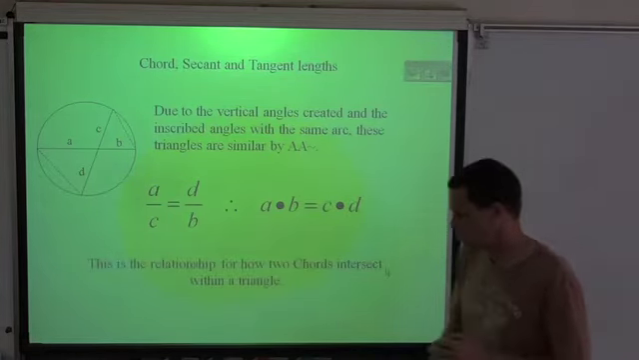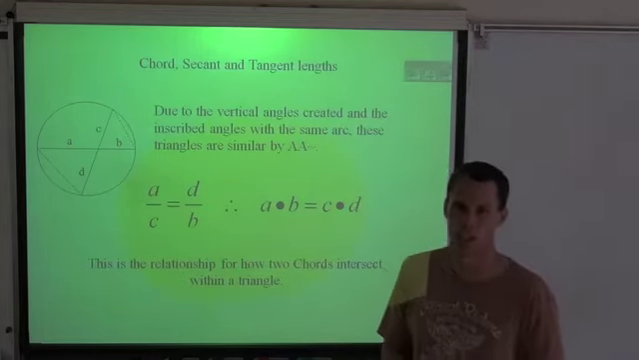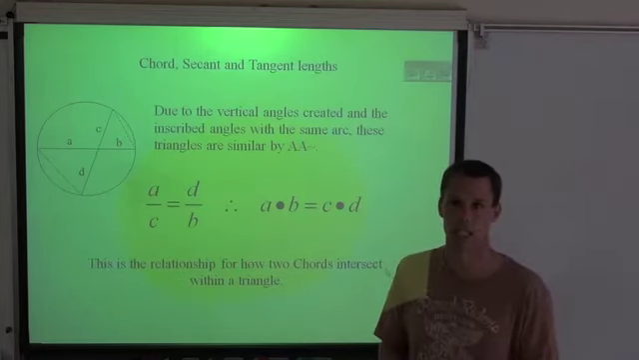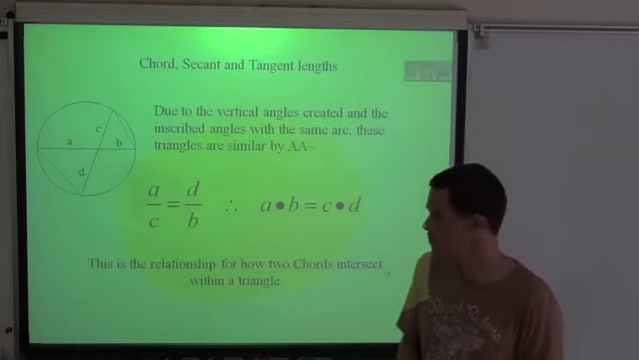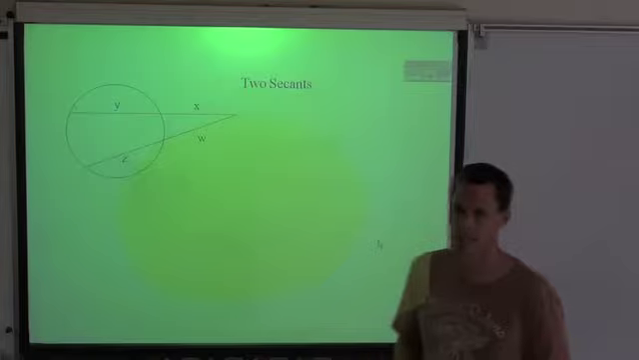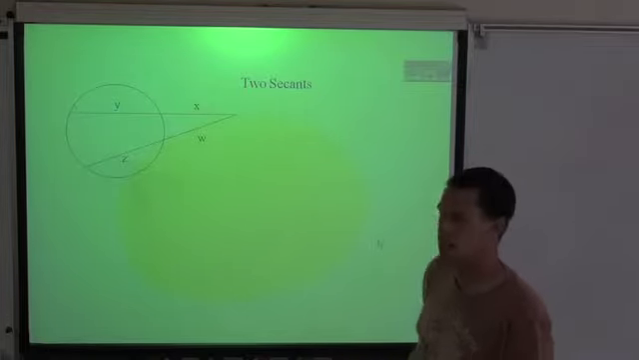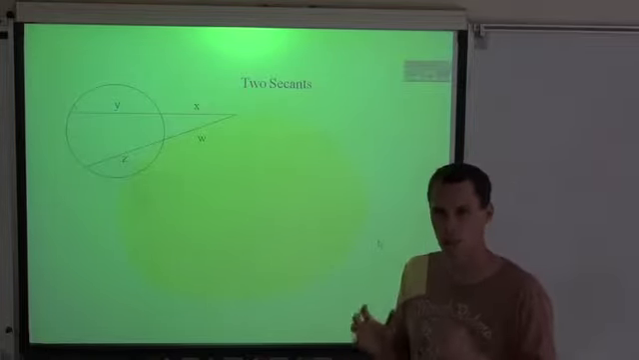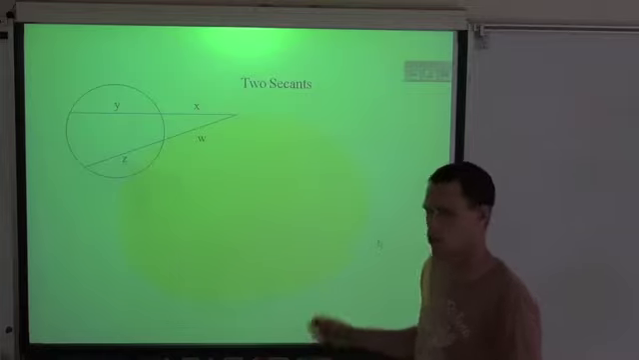Okay? So, we're going to move on from two chords and start looking at two secants and looking at secants and tangents. Here are two secants. Now, this case is a little tougher to see the triangles, but it's going to be the exact same idea. So I'm going to move quickly.